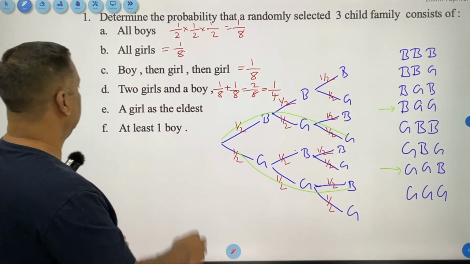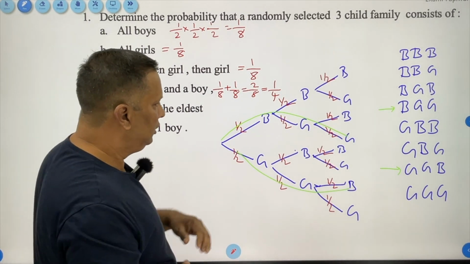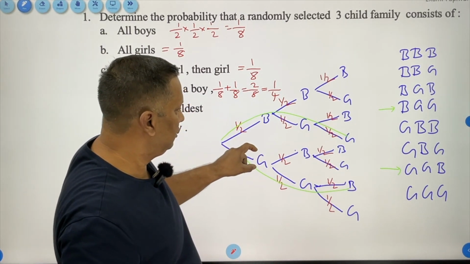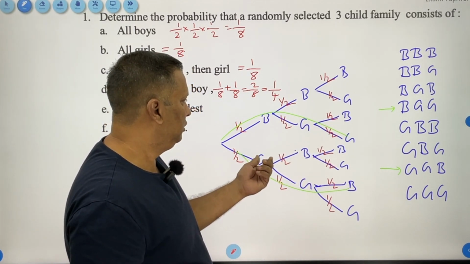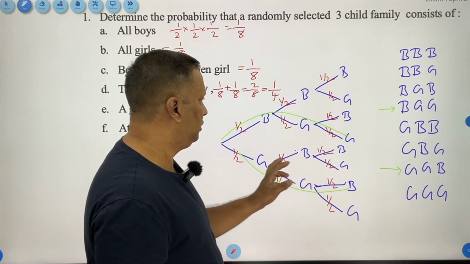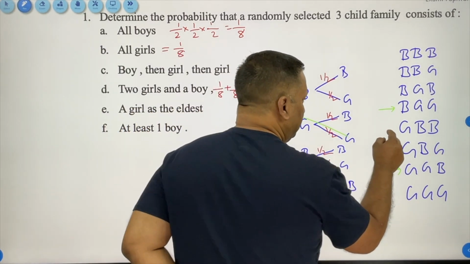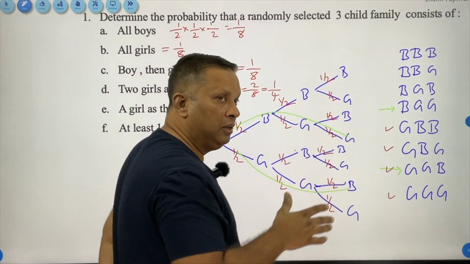Now a girl is the eldest. Girl is eldest in only here. So G, B, B, all the probabilities, girl is eldest. So how many are these guys? 1, 2, 3, 4. In 4 cases, girl is eldest.